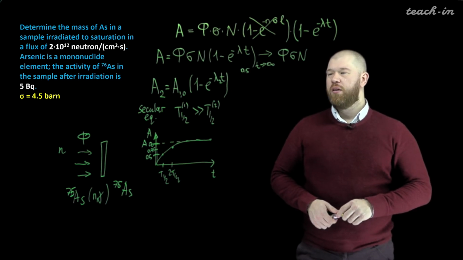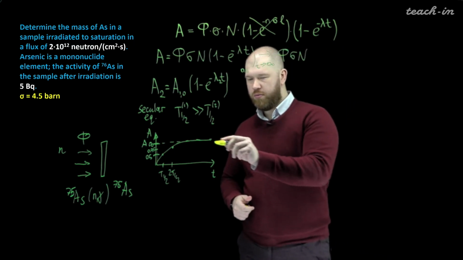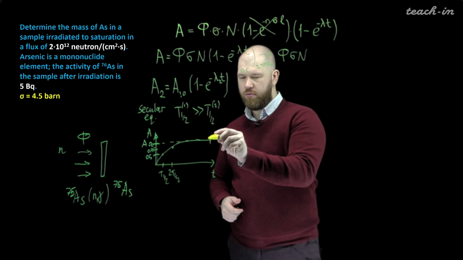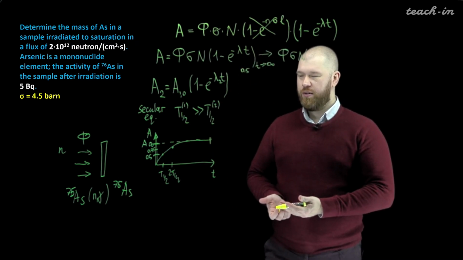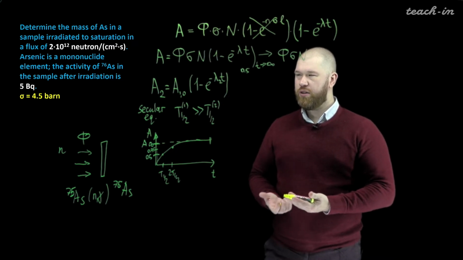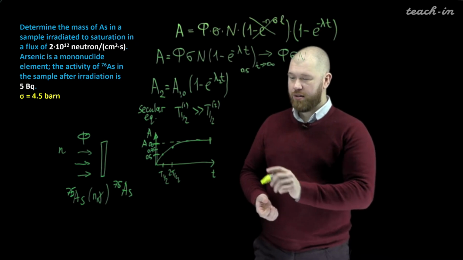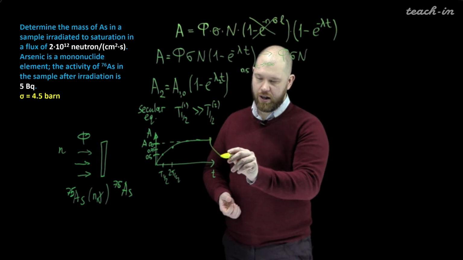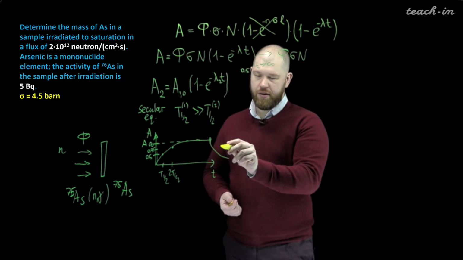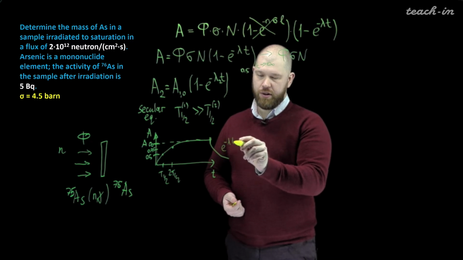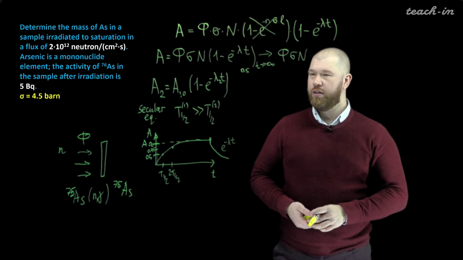Okay. There is another point: when we stop irradiation at some point, what will happen next? As far as we produce the radionuclide, it is radioactive. That means that it will decay, and the activity will decrease with time due to the law of radioactive decay.